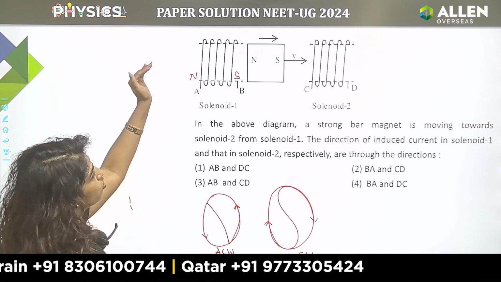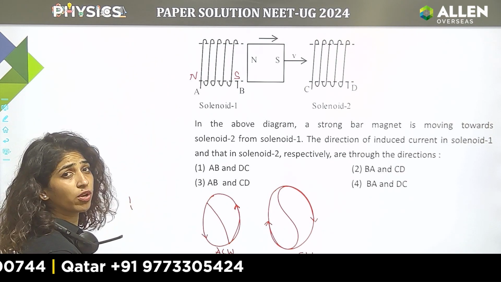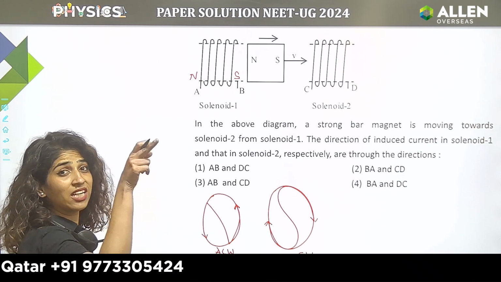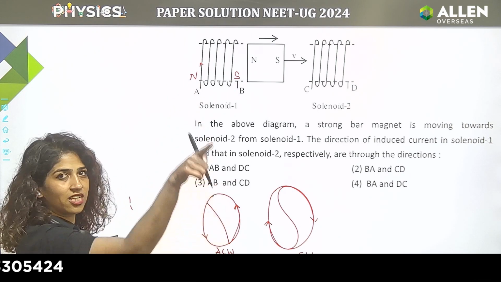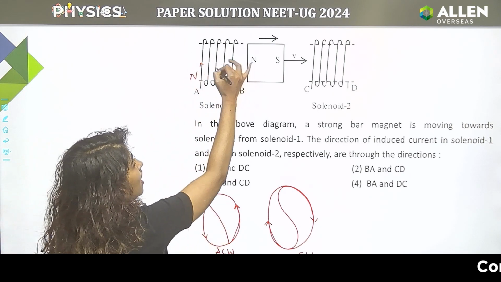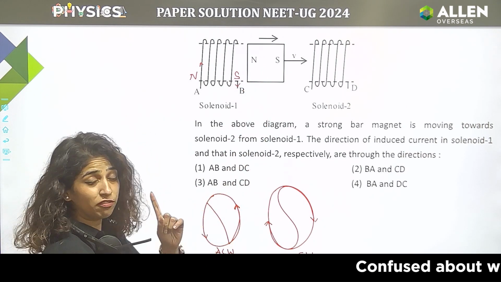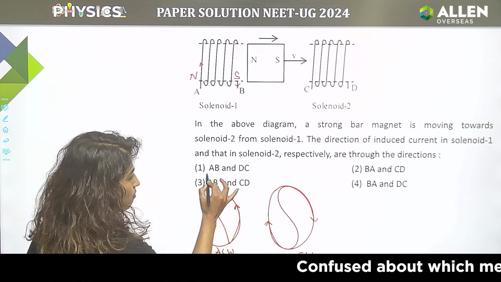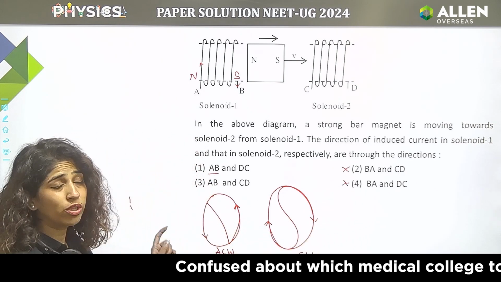Now, suppose you're looking from here. This is north pole. So if this is north pole, it's going to allow the current to flow in anti-clockwise direction, which means the current is going to flow like this, in this direction. That means the current starts from N and moves towards A. So I've got the first solenoid's induced current as AB. That means these two options are incorrect. Now I have to work with 1 and 3.